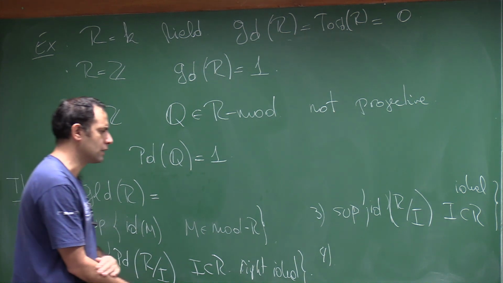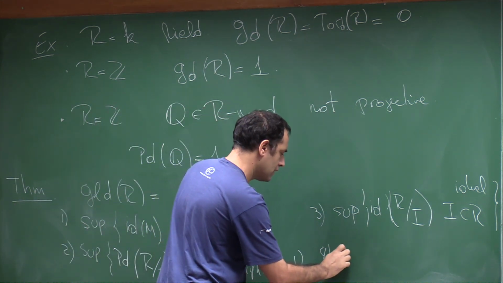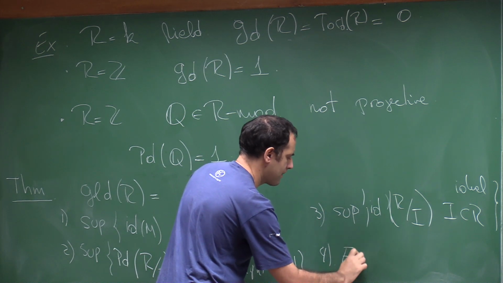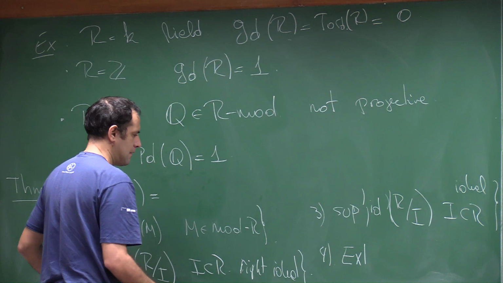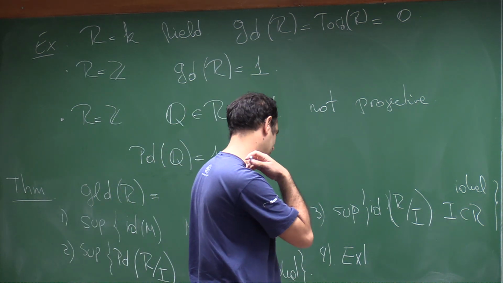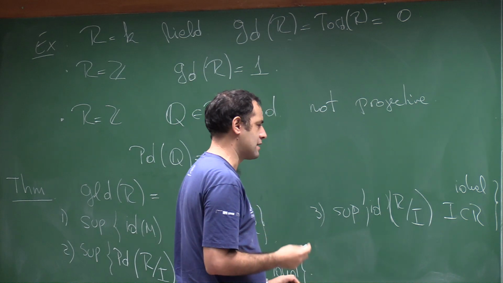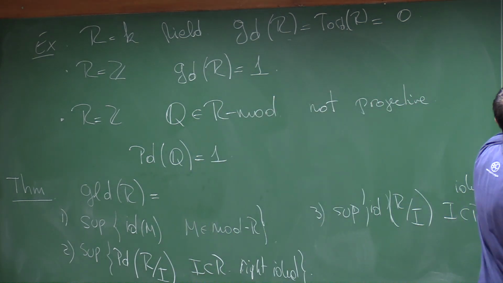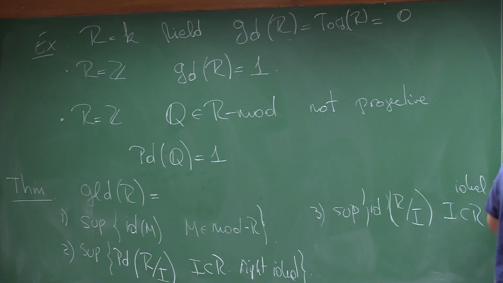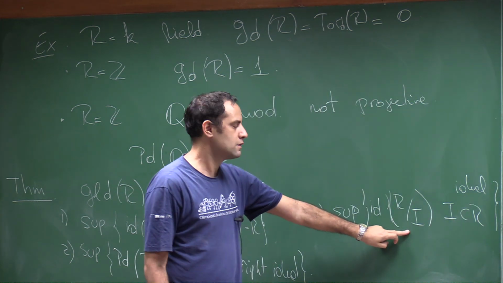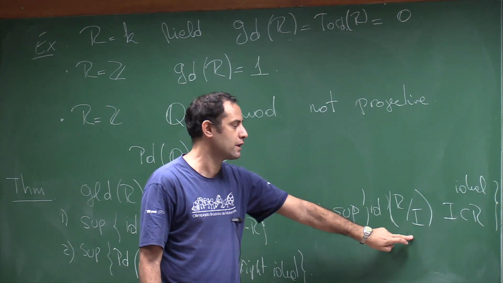I might have gotten this wrong. Let me stop right here. Let's prove that, and then I'll give you another description of that. But this is saying that it's the same to compute the global dimension of a ring using projective resolutions or injective resolutions. And it's enough to do it for ideals. So it's enough to do it for modules that are of the form R mod an ideal.